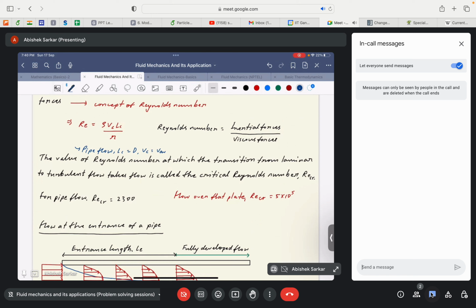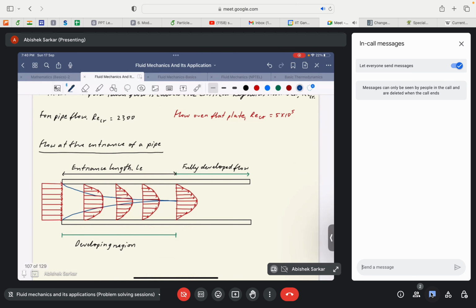Okay, so depending on the geometry and the problem, the choice of the characteristic length scale and the characteristic velocity changes. This actually comes from having a very high conceptual understanding, and obviously through practice. So again, I will just briefly go to the concept of entrance length and hydrodynamically developed flow.